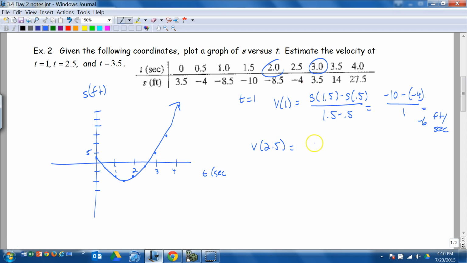So the position, and it should be, by the way, at 2.5 a positive slope. So we're going to do from 3 to 2. So 3.5 minus -8.5 over the change in time, which is 3 minus 2. So 3.5 plus 11 and 8.5 is 12.